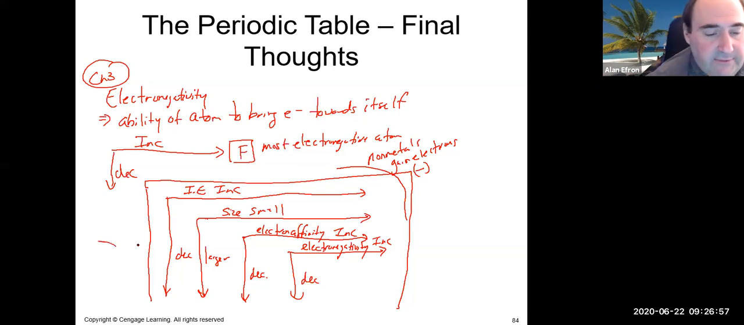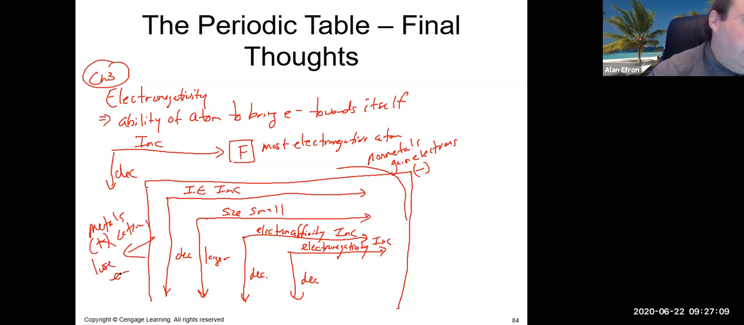That tells us as we come to our metals, they are the ones that will become positively charged cations and will lose electrons. So all these trends lead us to what we sort of know, which is that nonmetals gain electrons and become negatively charged. Metals lose electrons and become positively charged. Any questions on that?